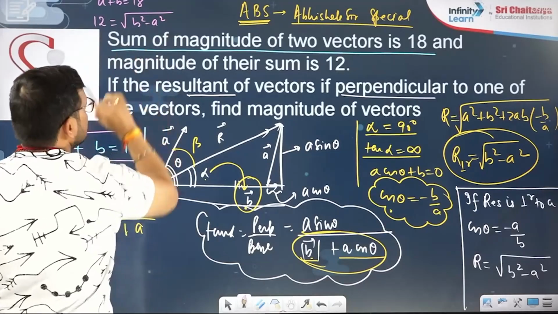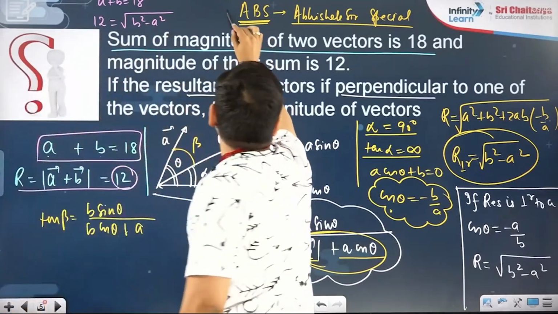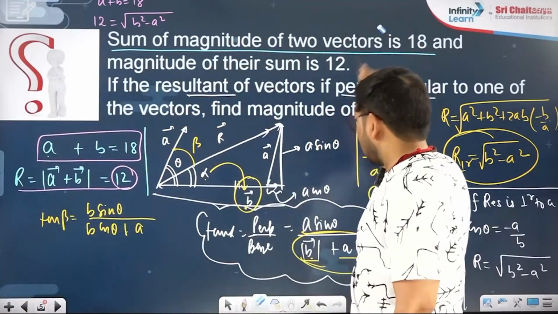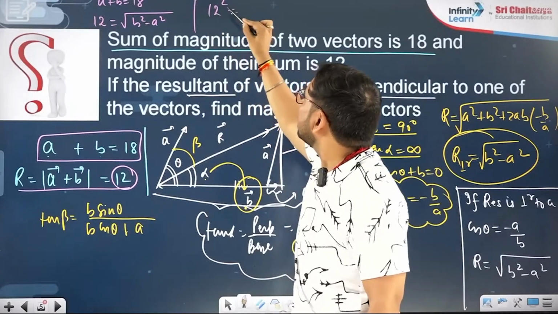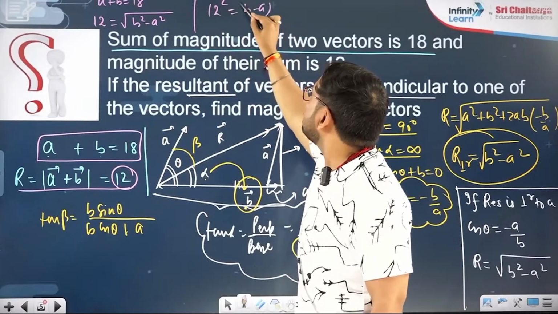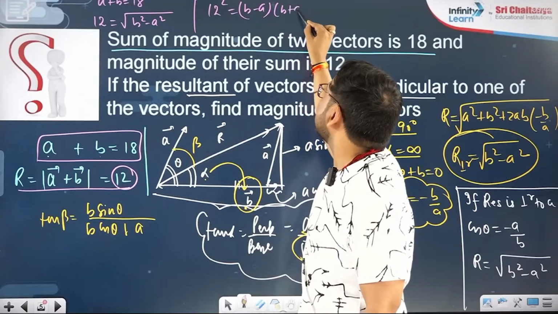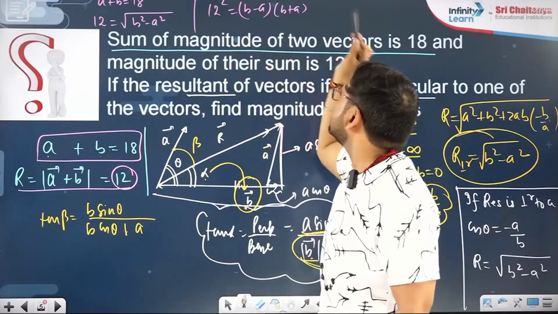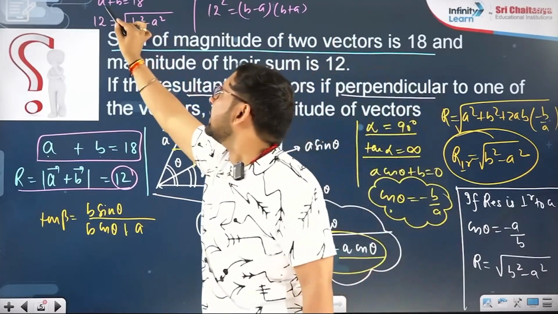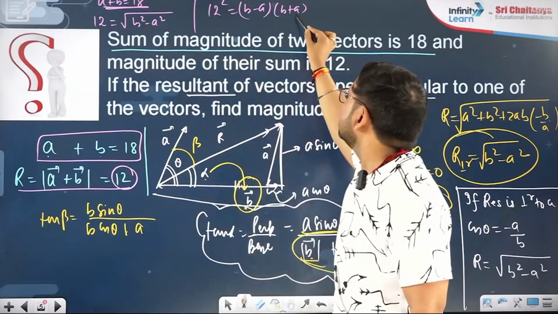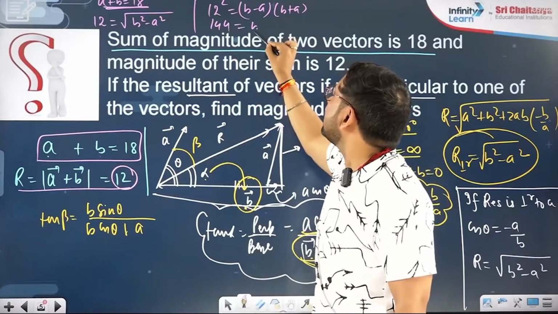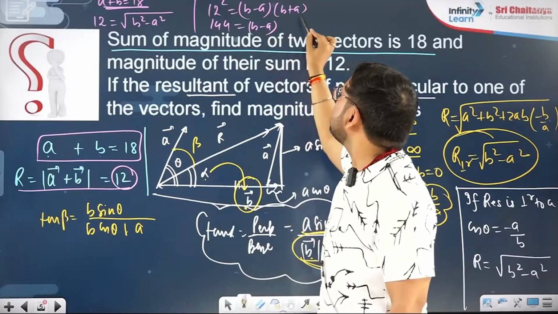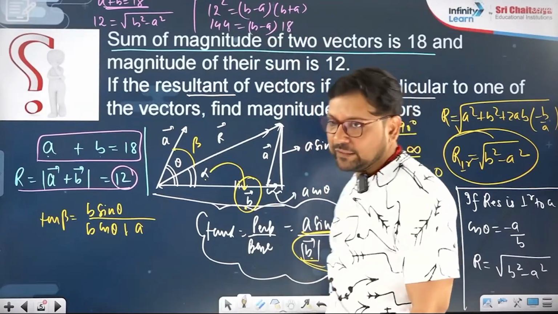If I square both sides, what will I get? 12 square is equal to b minus a into b plus a, because we know that b square minus a square is b minus a into b plus a. Already, b plus a value is given as 18. So that is 144. That is b minus a, and b plus a value is given as 18.